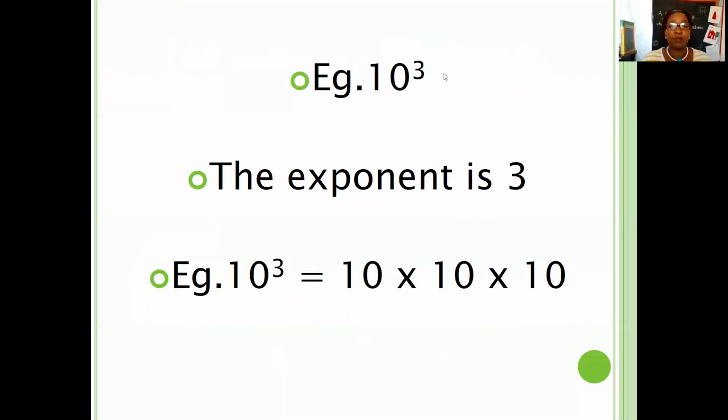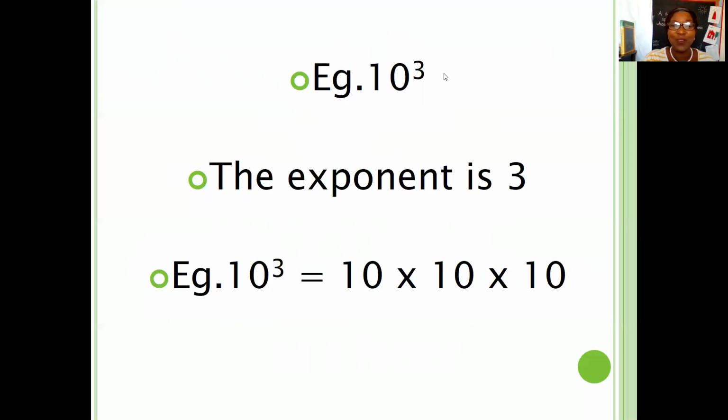Here's an example. We have 10 to the 3rd power, or 10 cubed. The exponent is 3. Notice the 3 is written in the upper right hand corner of the 10. That means we're going to use 10 as a factor 3 times in a mathematical statement: 10 times 10 times 10.